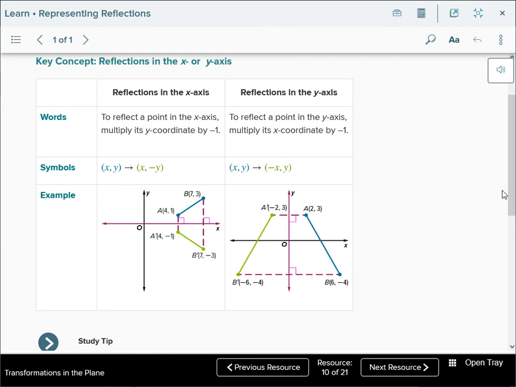Again, if you're reflecting something, the easiest way to do it is probably just count. Count how far each point is from the line. So if this is my line, and this is my point, and it's 3 spaces from the line, when I reflect it over that line, it should be 3 spaces on the other side. Everybody with us to that point? Yes, no, maybe?